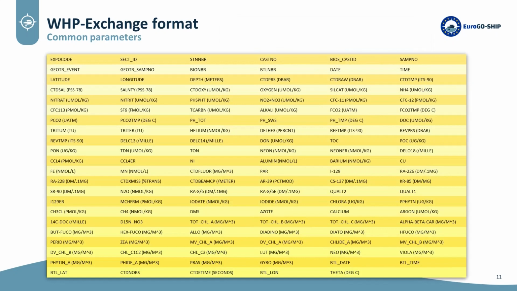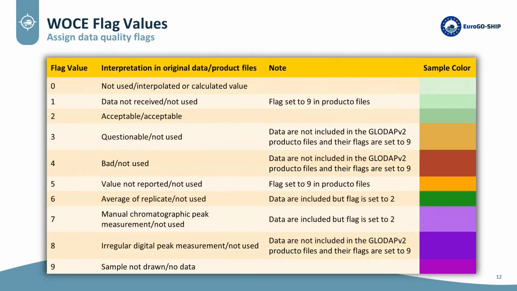These are the most common parameters used in the WHP exchange format. The flag standard values used in the application are a set of numeric quality flags defined by the World Ocean Circulation Experiment to classify the reliability and status of oceanographic data. Each flag indicates a specific data condition.